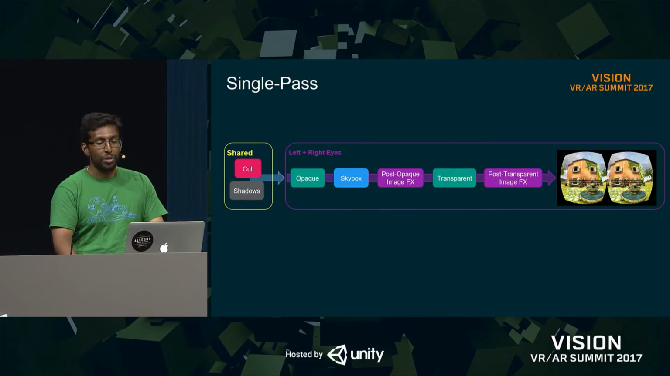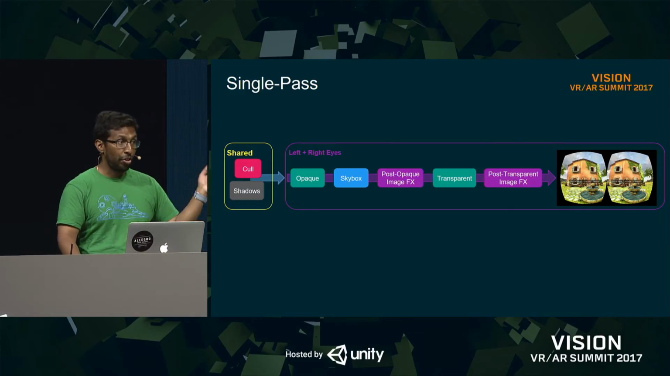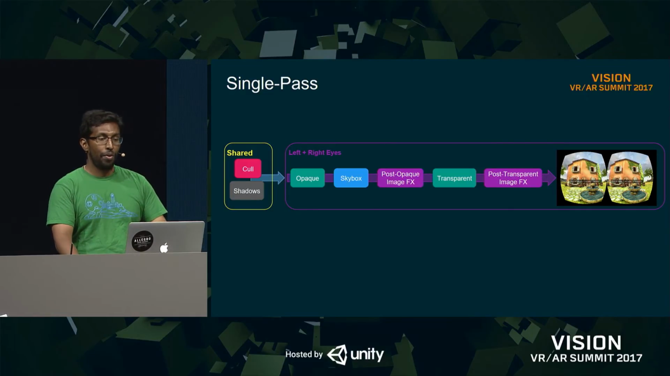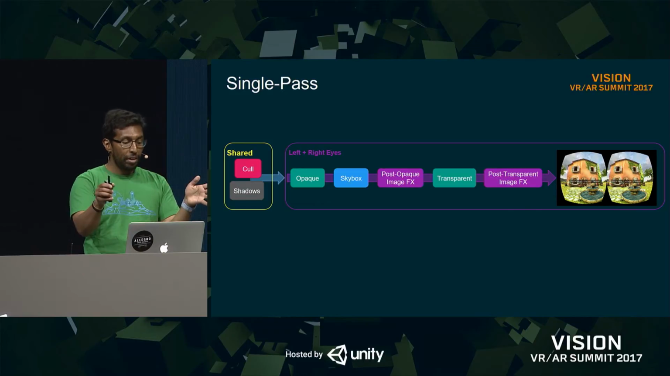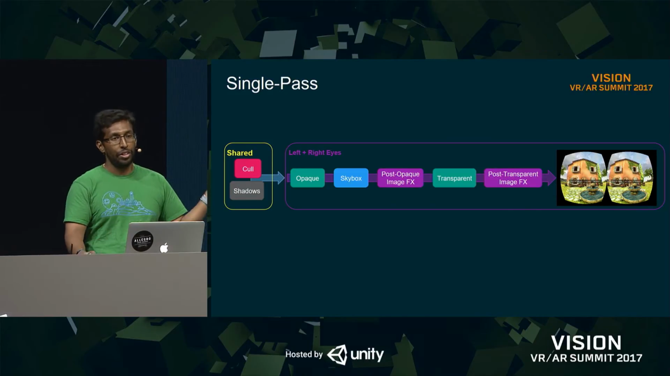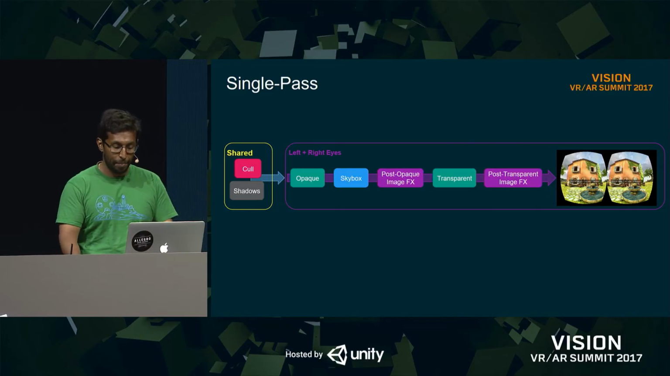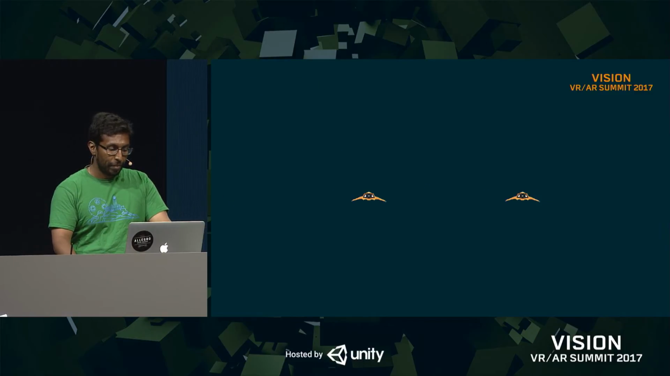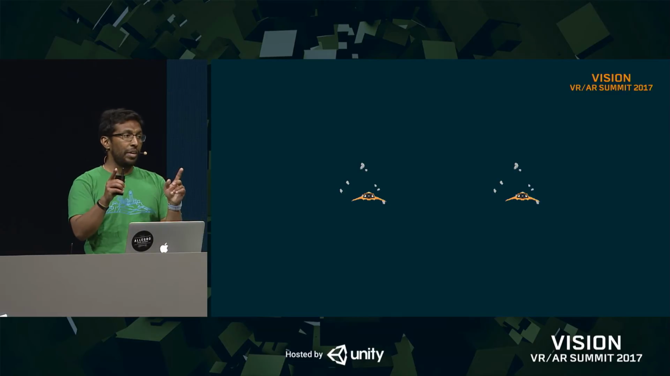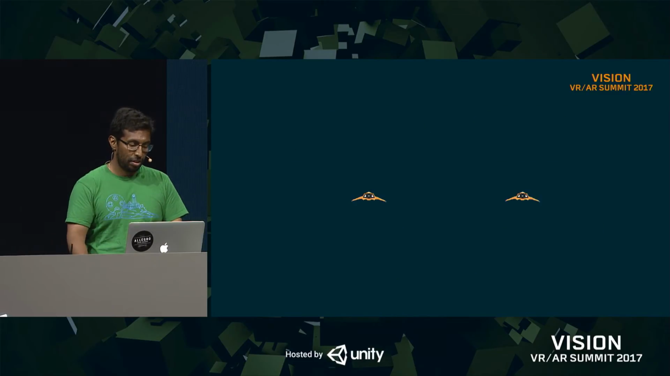So this is what our single pass render loop looks like. It's now very similar to what we were doing with the traditional render loop. Outside of the view-dependent stuff, we're doing a cull and shadows again, and then those feed into a single pass render loop that's generating draws for both the left and right eyes at the same time. And then this is the GIF version of that. So you can see that objects are being interleaved between the two render targets.